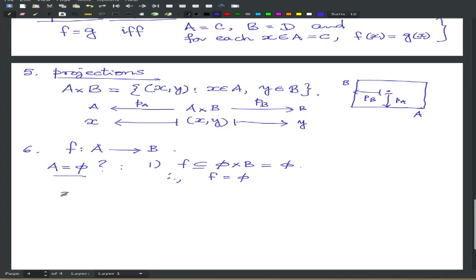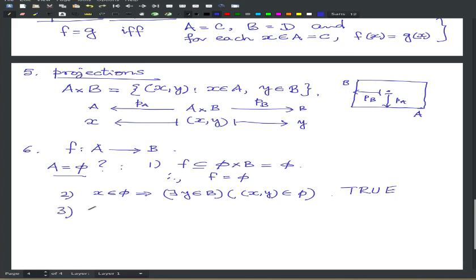Now the second condition. X belongs to the empty set implies there exists a Y in B such that (x, y) belongs to F. Is this statement true? Yes, it's true. Correct. Because this is false, I don't need to see the other side. Okay, so this is true.